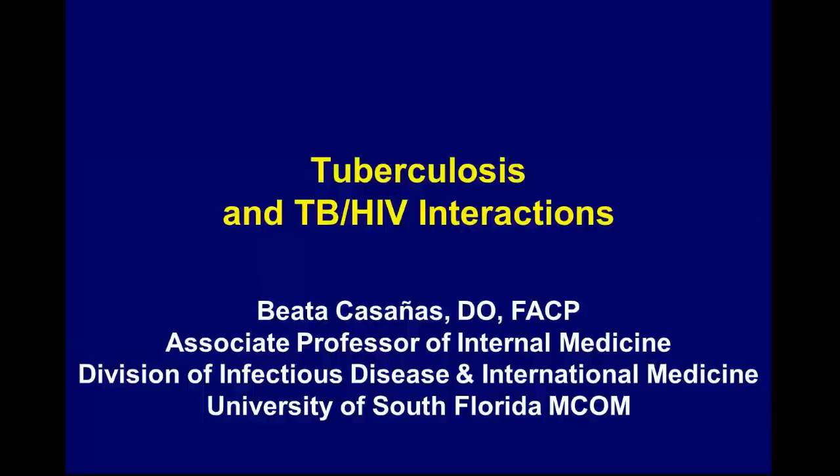So today we're going to be talking about tuberculosis and tuberculosis and HIV interactions. Because of the special relationship that tuberculosis has with HIV, we have to mention that, at least for the sake of comparisons. So tuberculosis has been with us from the beginning of times. It was estimated that in the 1800s about a third of the world population died of tuberculosis.